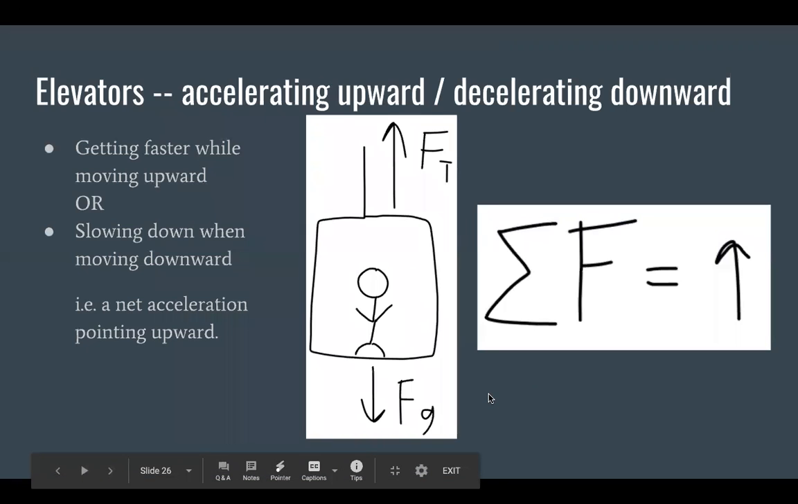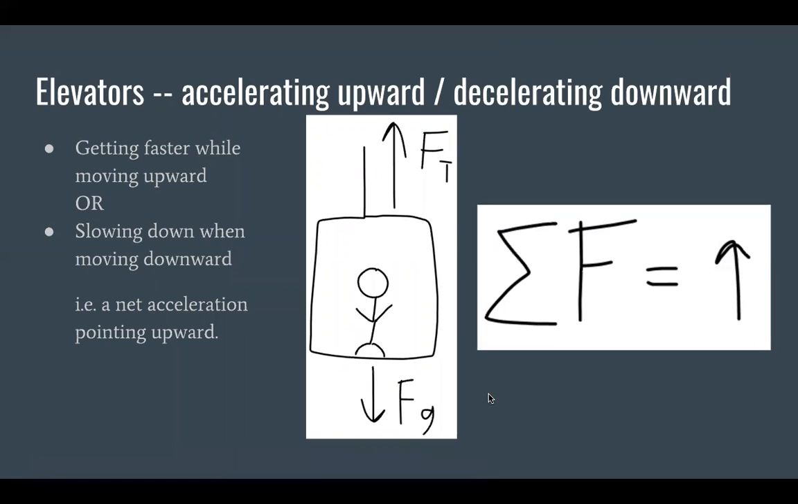In our second situation, accelerating upwards, so getting faster while going up, or decelerating downward, slowing down as it goes down, that means that there's a net acceleration pointing upward, and therefore a net force pointing upward as well. Since our only two forces are the tension force and the gravitational force, we know that the tension force must exceed or be greater than the gravitational force in order to produce a net force pointing upward.